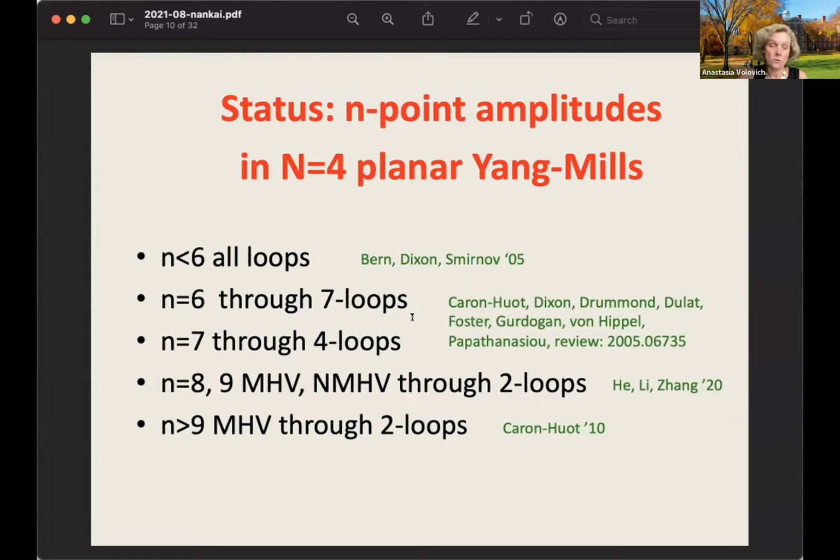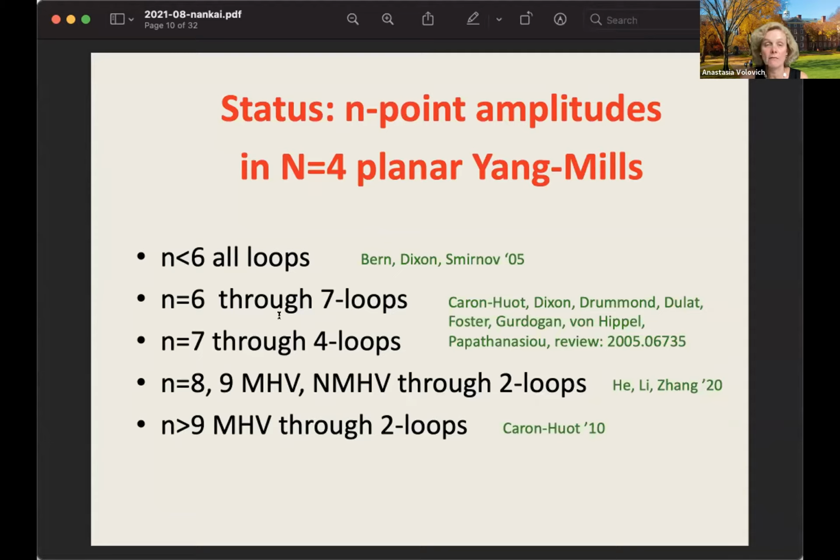And as you increase the number of points, 8 and 9 have only recently been computed by Song He and 2 of his collaborators. And there are some new features that are present that I'm going to describe. And for higher than 9, only particular helicity configuration amplitudes have been computed, and they've been known for a decade due to the work by Simon Caron-Huot. So that's where we are.